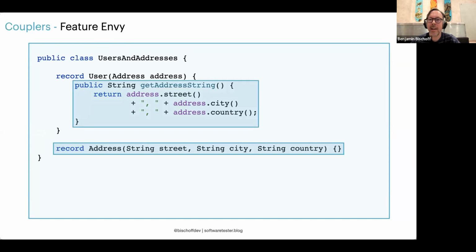But the user has the method getAddressString that returns a string representation of the address. And this should be definitely a part of the address itself, because it just uses properties of the address and constructs a string. So if you want to have the same address string in another class that has an address, you would have to duplicate this code again, but not if it was part of the address class itself.